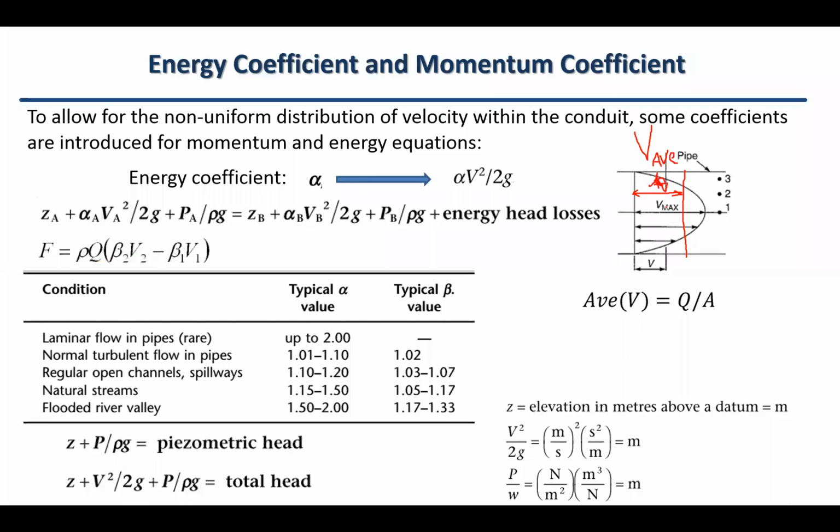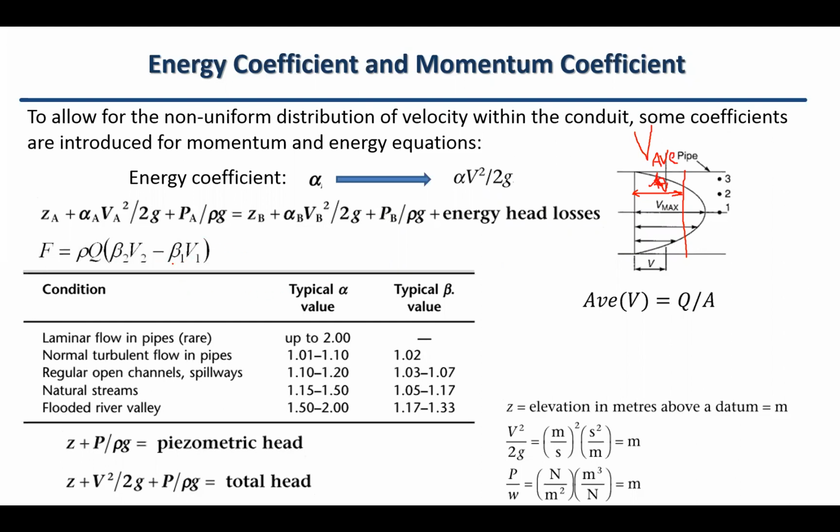If you're going to use the non-uniform distribution of velocity across the pipe, you can use the beta coefficient. With the beta coefficient, F is rho Q times beta 2 V2 minus beta 1 V1. So this is the beta.